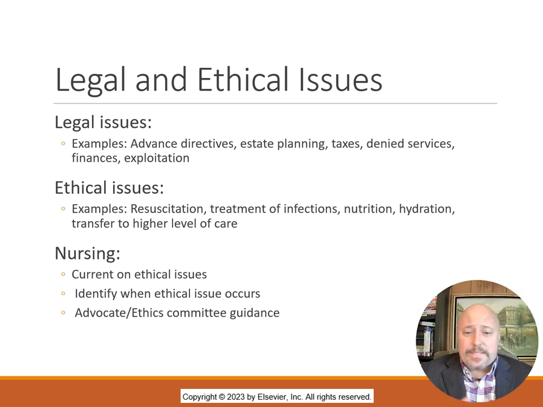In this case, things like advanced directives and living wills would go a long way in helping determine that patient's care. An advanced directive, or living will, is a written legal document written by the patient while they're still of sound mind to designate what they would like to see happen. Versus a healthcare proxy, this is a legal person that the elderly person has designated to make healthcare decisions for them, should they be unable to make them themselves. Other ethical issues include things like resuscitation, treatment of infections, nutrition, hydration, and the need to transfer to higher levels of care.